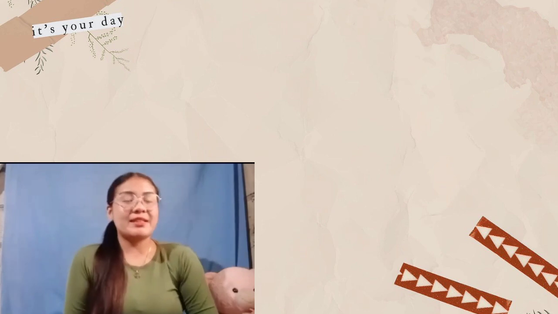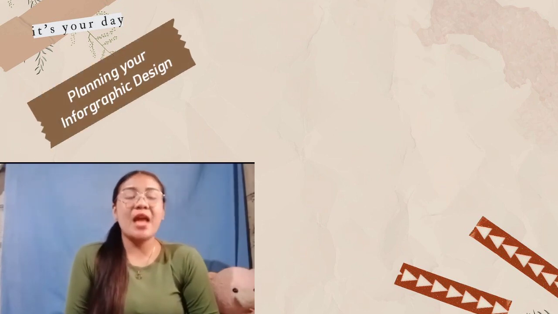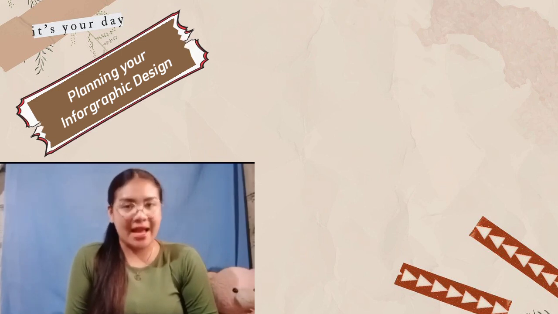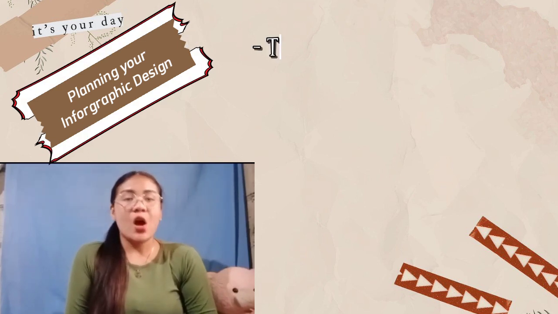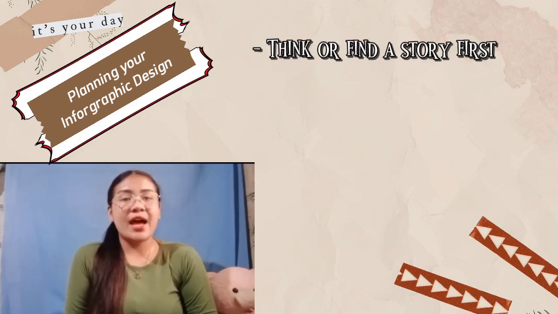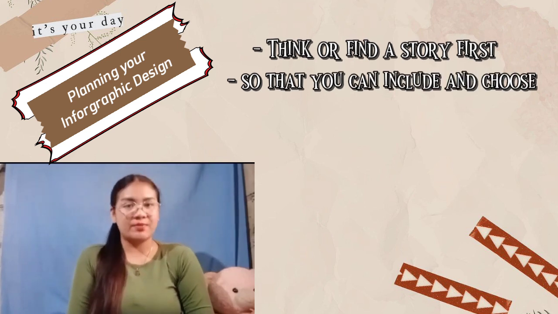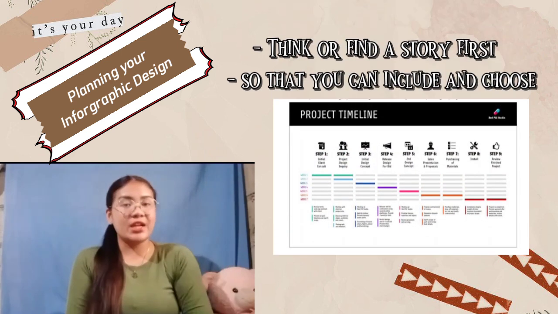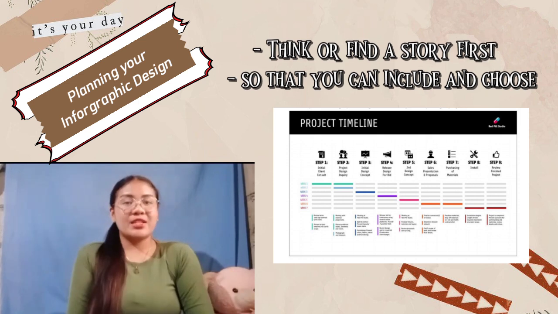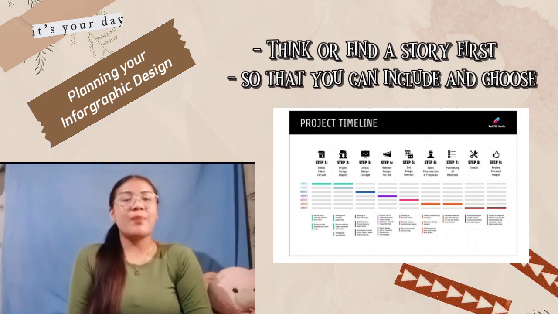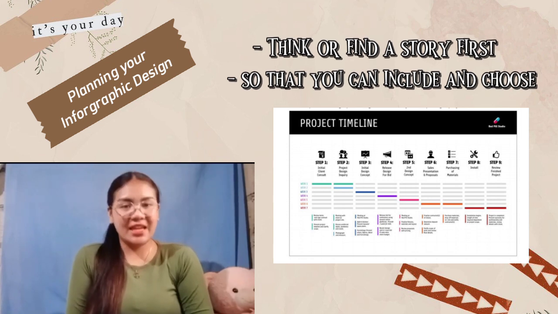So let's move on to the second topic, which is planning your infographic design. When planning your infographic design, you need to think or find a story first so that you will have the idea to include and choose the determined information. So we have our example here, which is called the project timeline. This example represents the students completing their pending projects from the beginning till the end.